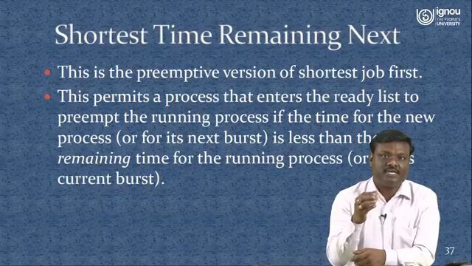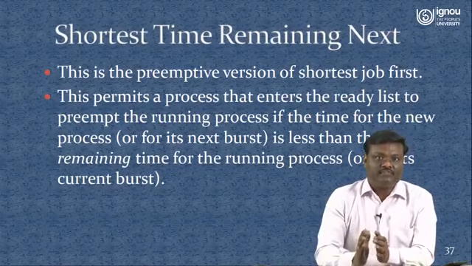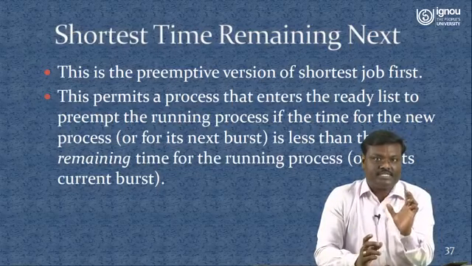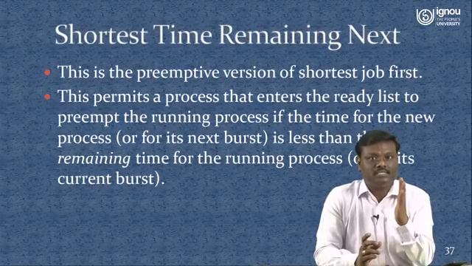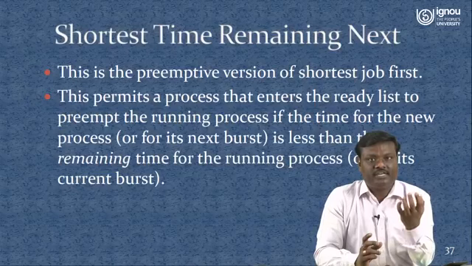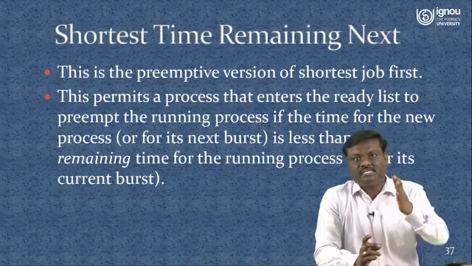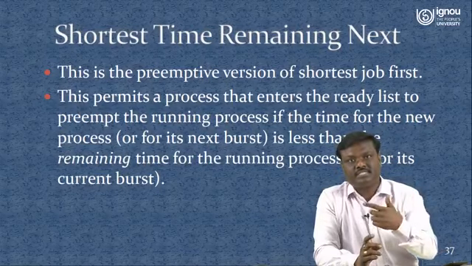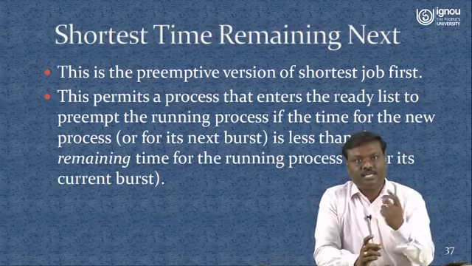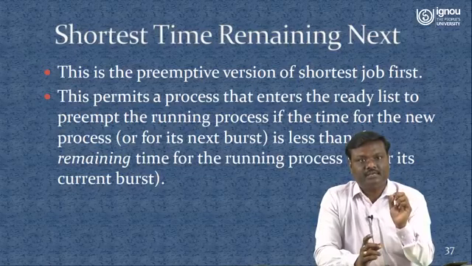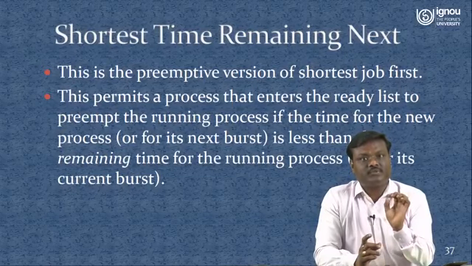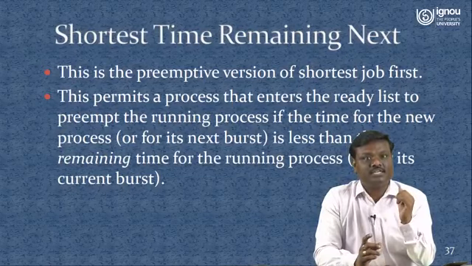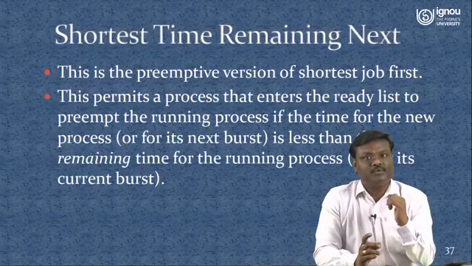Suppose the same thing happens in the shortest job first, that is, at the first go itself, everything is ordered. Like this one has 20, this one has 30. Likewise, they will be lined up and the processor is assigned to them for the jobs. But in the SRTN algorithm, a process that enters the ready list can preempt the running process if the time for the new process is less.